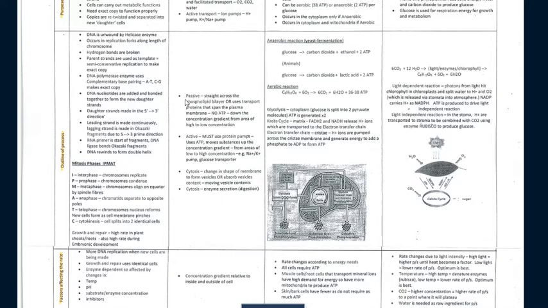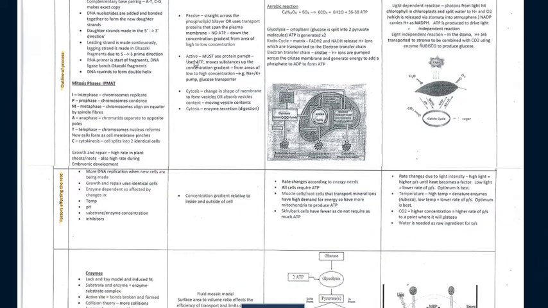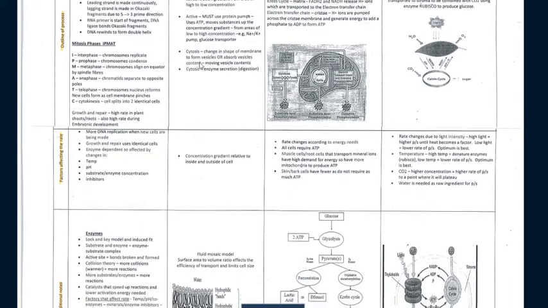So here's just to recap what we just said before. So passive moves straight across the phospholipid bilayer. Okay, no ATP is required. Now for active transport, we must use protein pumps. Okay, it's moving from an area of low to high concentration, so against the concentration gradient with active transport. Passive transport is down the concentration gradient.